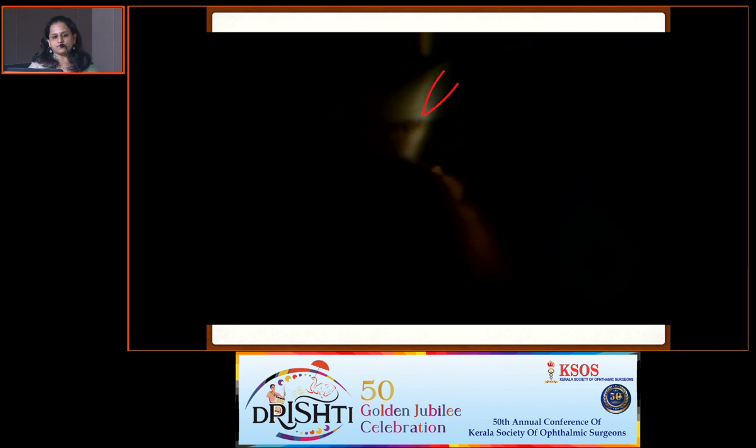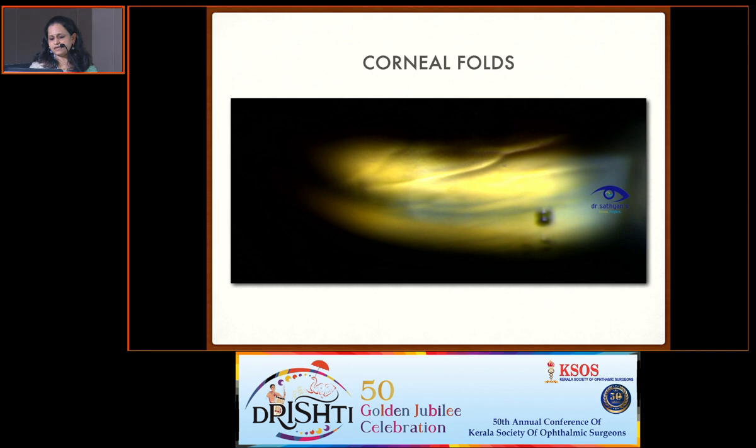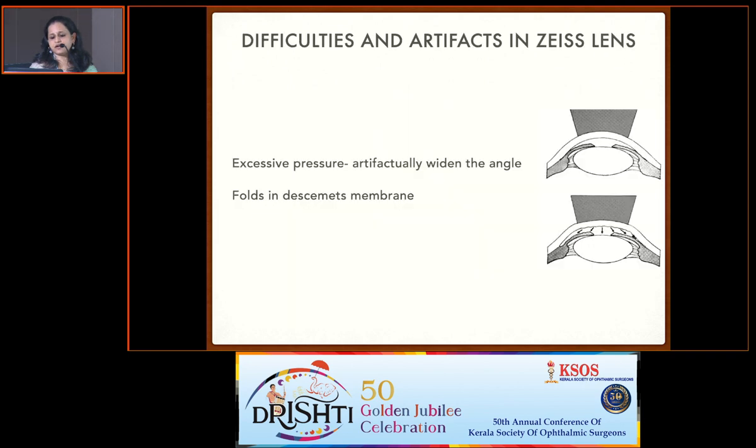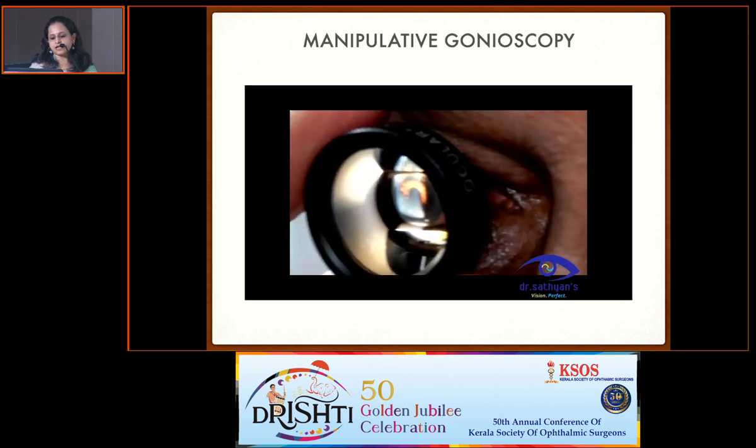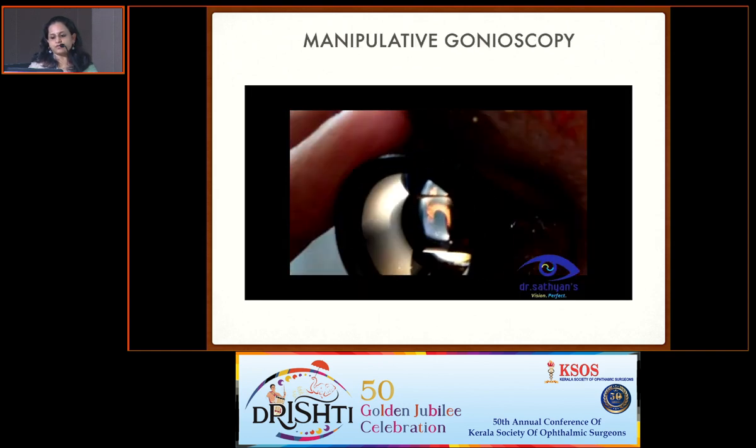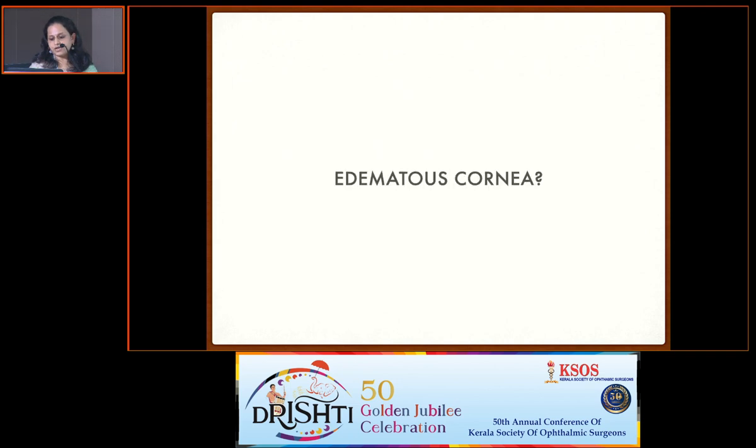So never confuse a pigmented Schwalbe's line with a trabecular meshwork, and always examine the inferior angle first, which will be seen very clearly, and only then go to the next angles. If you put excessive pressure on the gonioscope, you can have corneal folds. So it's always important to keep optimum pressure. And manipulative gonioscopy, already Dr. Ramanan has shown you. And in case of an edematous cornea, you can use anhydrous glycerol drops to see the angles.